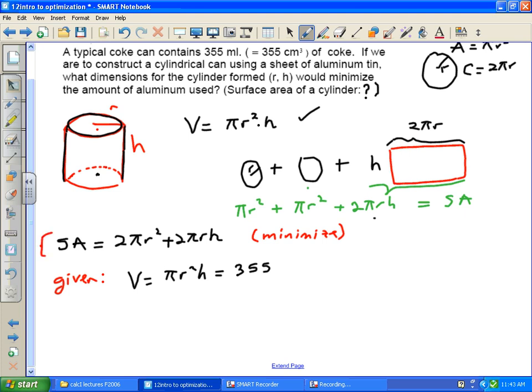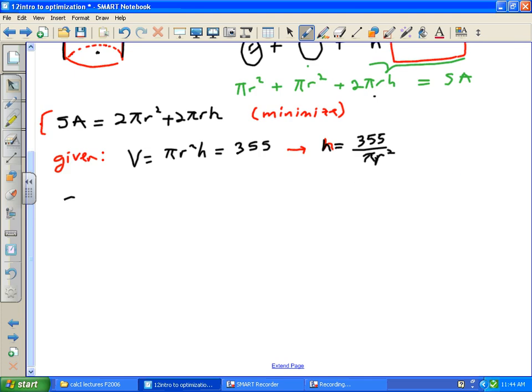Currently we have r and h, so we'll come to this equation to help us with that. Solve for h in this equation. h equals 355 over pi r squared, and take that information and plug it into our surface area function. So surface area now equals 2 pi r squared plus 2 pi r h, where h equals 355 over pi r squared.